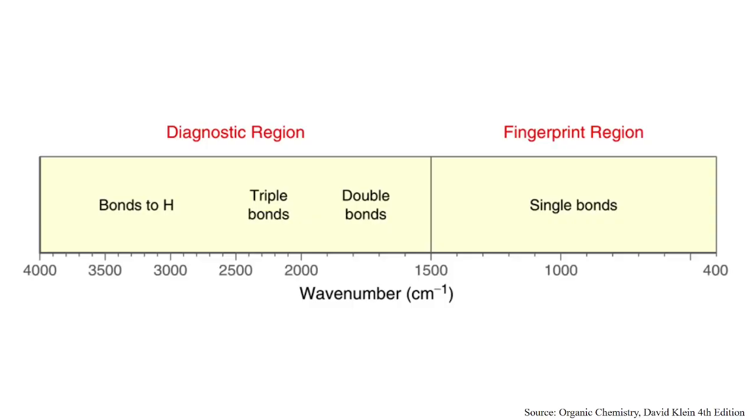So, after many experimentation and analysis, scientists were able to determine where each of the bonds are located. For example, anything below 1500, you have your single bonds. If you're between 1600 and 1725, those are where your double bonds will be. Anything between 2100 and 2300, those are your triple bonds. And anything that bonds to a hydrogen, for example, a CH bond, an OH bond, or an NH bond, those will appear between 2700 and 4000.